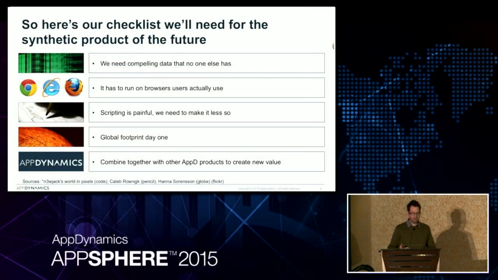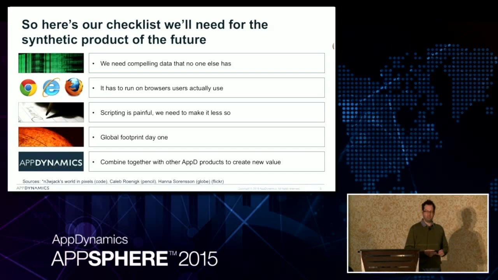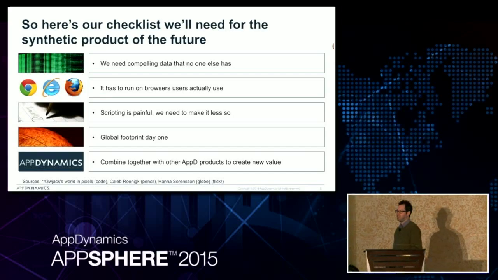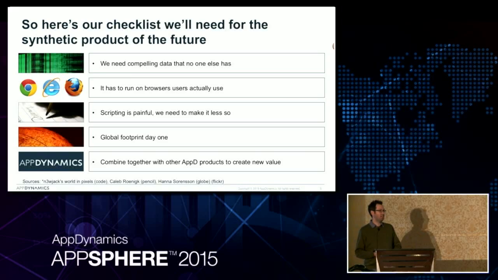So at AppDynamics, we sat down. We said, all right, let's build out a checklist of the things that we want to have to build the synthetic product of the future. We want to have compelling data that no one else has to help you monitor and understand user experience in ways that you never could before. We want to have it run on browsers that your users actually use. Imagine that. We heard from a lot of you that scripting was the suckiest thing about synthetic, that it's very painful to build and then maintain these scripts. And so we wanted to see what we could do about that.